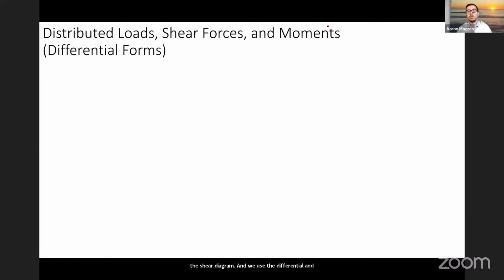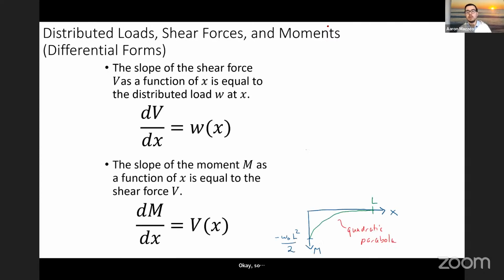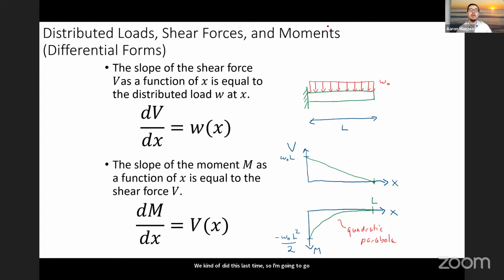We did this last time, so I'm going to breeze through this very quickly. But last time we discussed how we could go either up or down. If we're going from the moment diagram to the shear force diagram, we take a derivative of the moment diagram to get the shear force. And if we're going from the shear force diagram to the original problem where it might have some distributed load, again, we take a derivative.